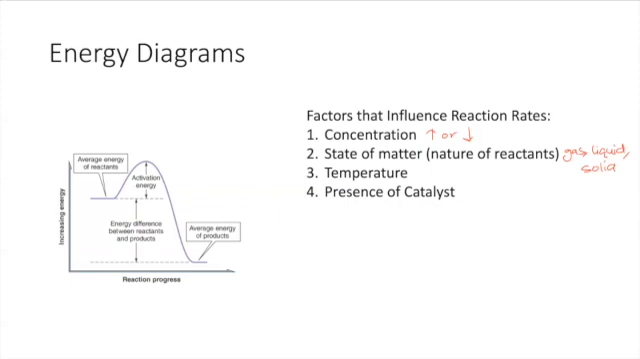Temperature. If we increase temperature, our reaction rate is going to increase. If we decrease temperature, it's going to decrease. In the presence of a catalyst. So what the heck is a catalyst? A catalyst is an enzyme. It's going to speed up our reaction.